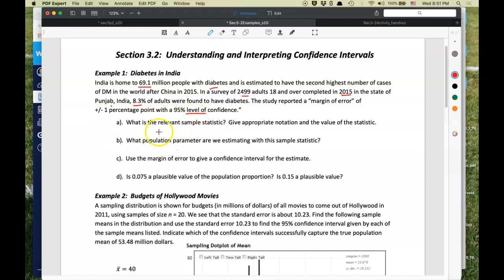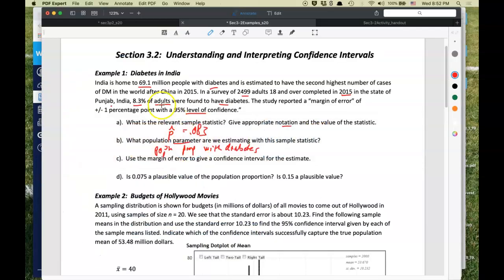So what's a relevant sample statistic? Well, p hat is the notation, and it's the 0.083, the proportion of adults who have the diabetes. The parameter that we want to estimate is the population proportion with diabetes. Okay, so it would be the population of Punjab, presumably. So we use the margin of error to give a confidence interval for the estimate.